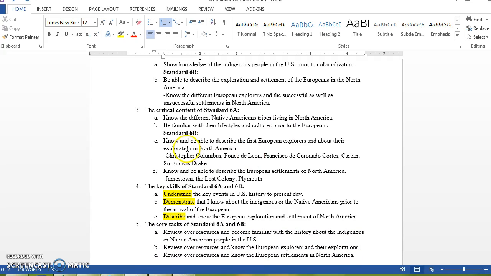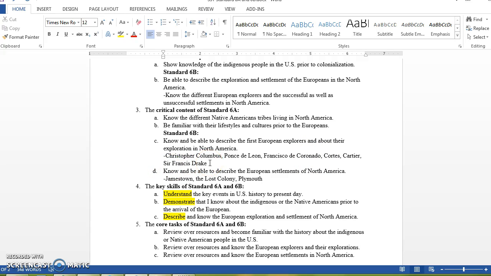The critical content for Standard 6B, I need to know and be able to describe the first European explorers and about their exploration in North America. And I've actually listed some people, the European explorers that probably are important, like Christopher Columbus, Ponce de Leon, Francisco de Coronado, Cortez, Cartier, and Sir Francis Drake.